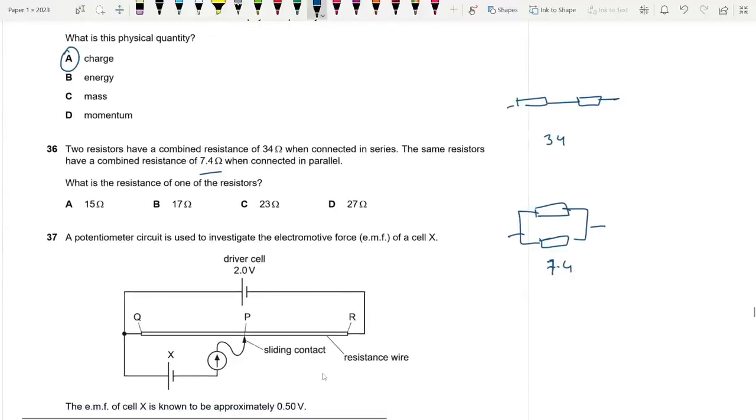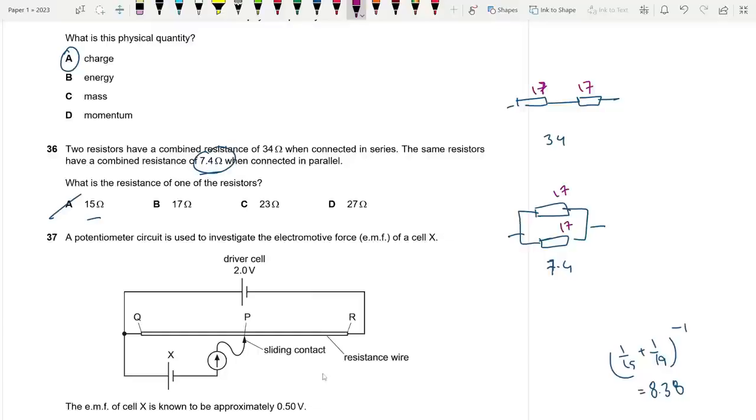For example, if I take A, if this is 15, 34 minus 15, the other is 19. It has to be, right? Now, if you try 15 and 19 over here, 1 by 15 plus 1 by 19, reciprocal. Do it. It gives you an answer of 8.38. It's supposed to be 7.4, so wrong. A is gone. Next, let's go for the second one. 17. Wait, 34 minus 17, 17, I guess, 17 again.